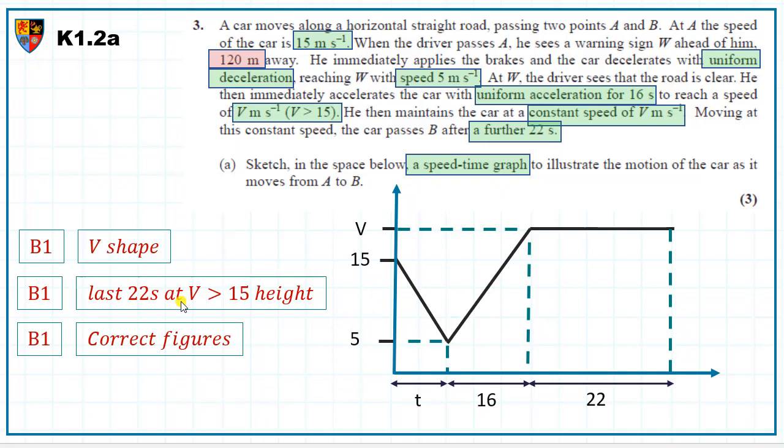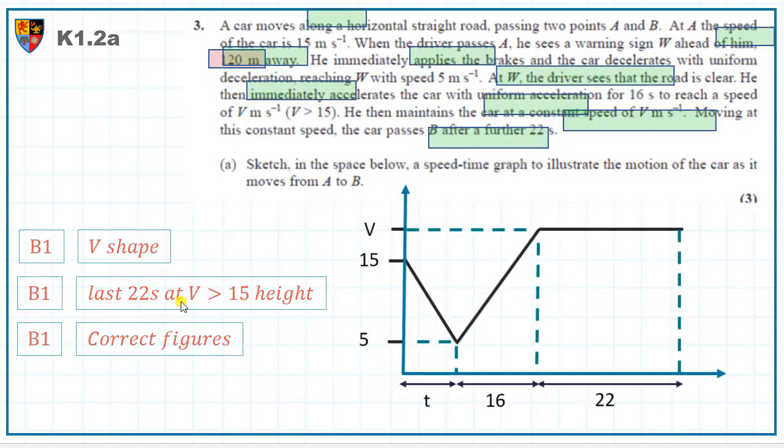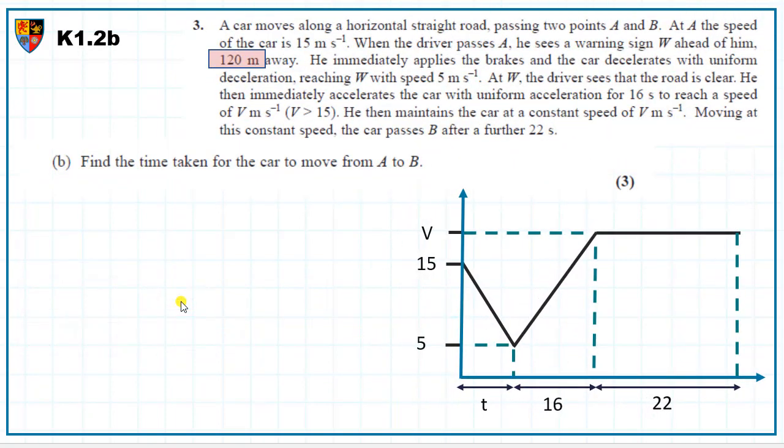Let's move on to part B now. Part B is asking me to find the time taken for the car to move from A to B. I want the whole time. We already know that the second leg is 16 seconds and the third leg is 22 seconds. So the first part of answering this question is we need to find T, how long the first leg was. Then we can add that to 16 and 22 to get the whole journey time.